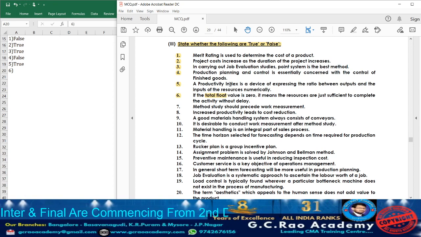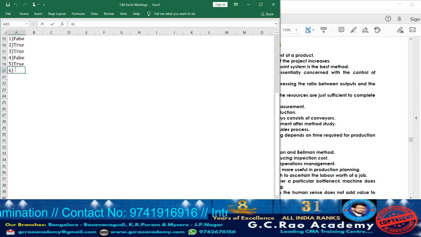So why do we obtain 0 on the critical path? It indicates that whatever resources are available in the organization are sufficient to complete each and every activity on the critical path. In that situation, the total float value will be 0. So accordingly, statement 6, whatever they have given, it is true.